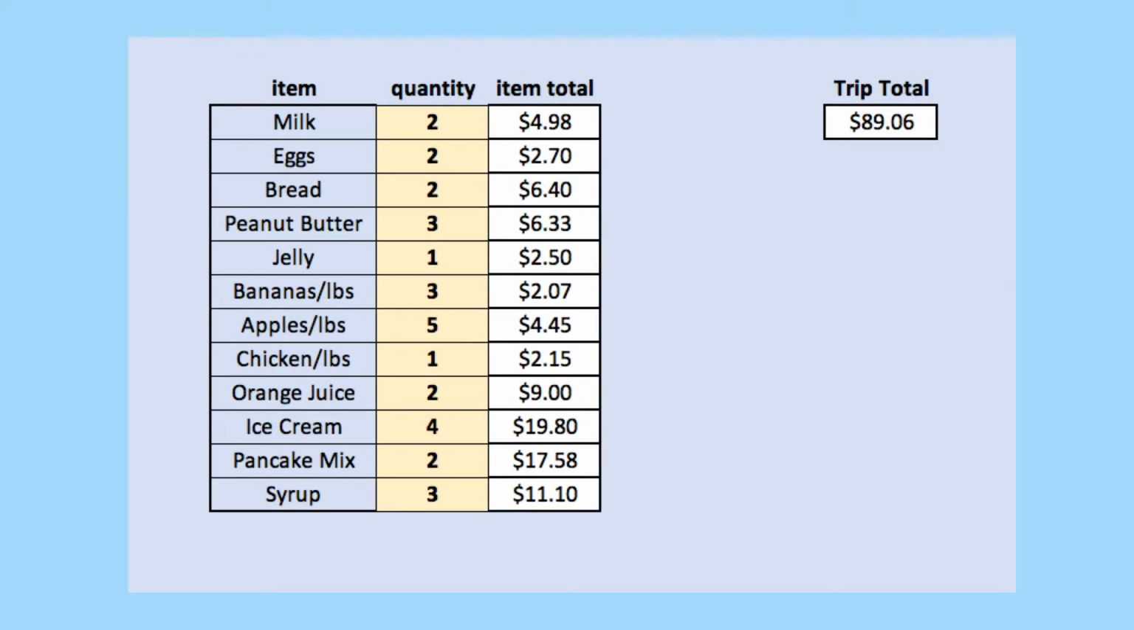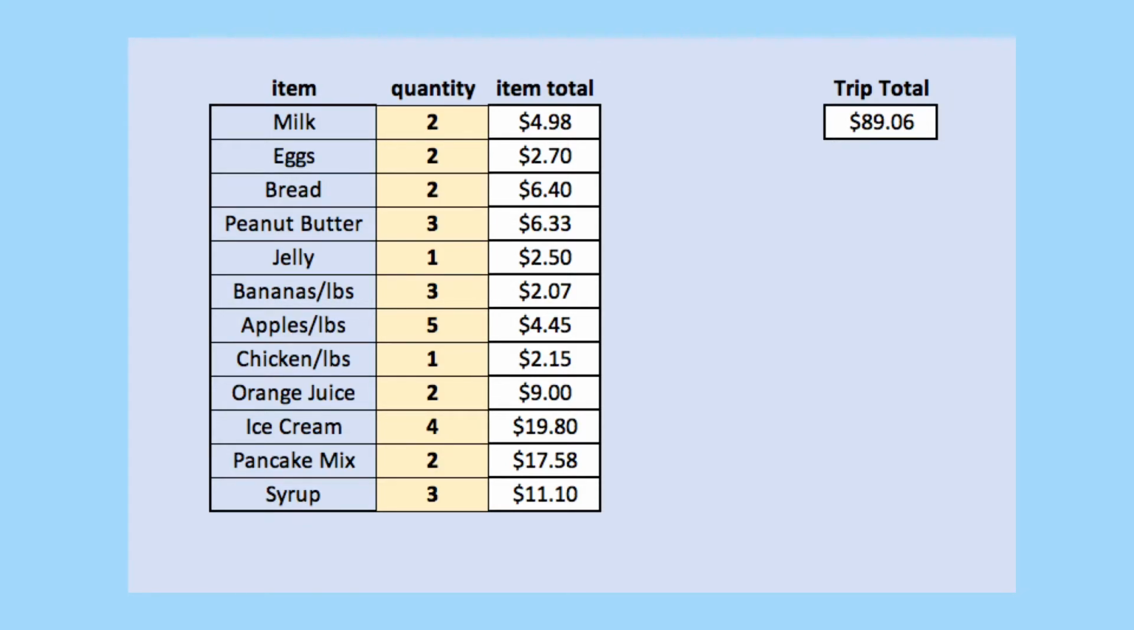So what we have here right now is the syrup and the ice cream are two items that we don't necessarily need, and we definitely don't need 4 pails of ice cream and 3 jugs of syrup. So just for this one shopping trip, we are going to cut down on those 2 items and make them probably just 1 of each.